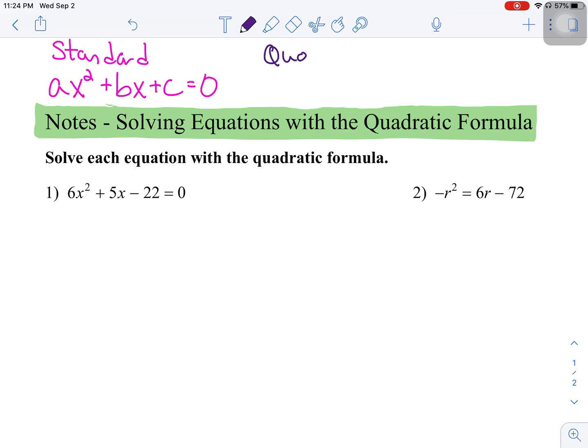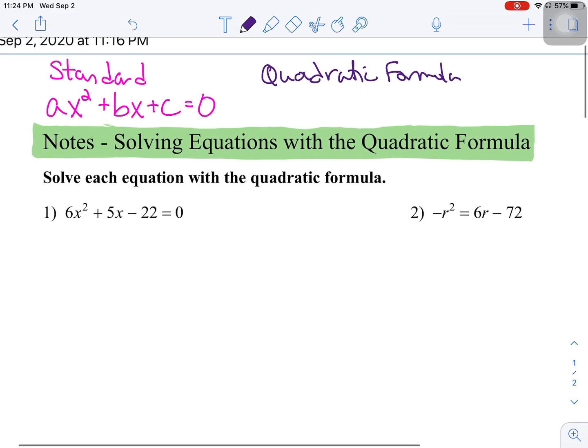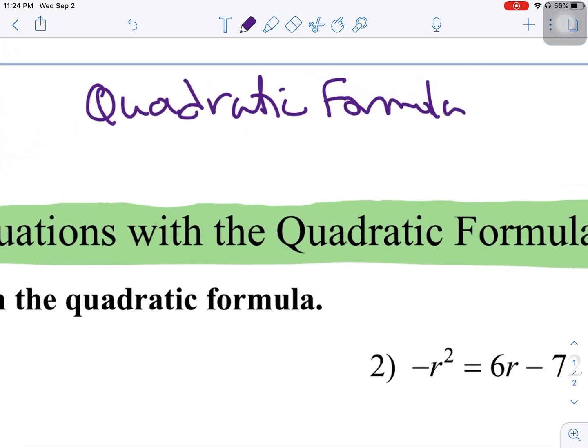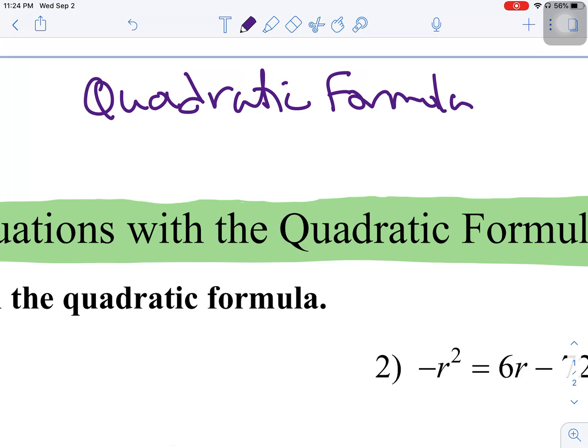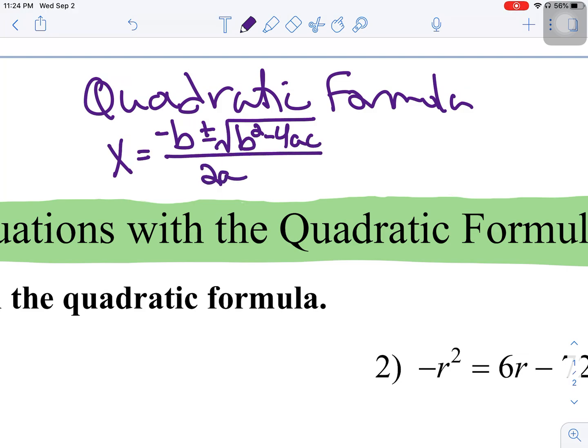Wow, I can't spell. Quadratic formula. It's even worse because the word's right below it. Okay, I think I can fit that in there. I'll just zoom and make it a little bigger. All right, quadratic formula: x is equal to the opposite of b plus or minus the square root of b squared minus 4ac all over 2a.